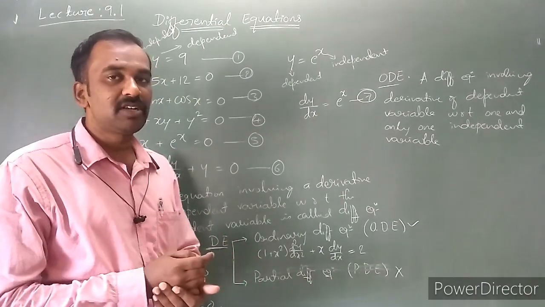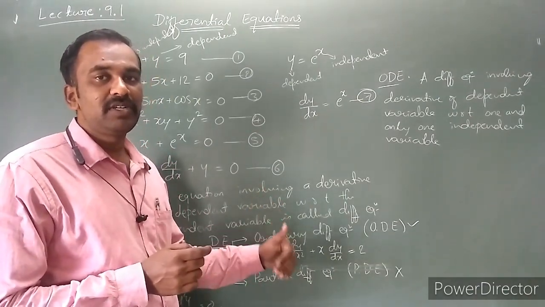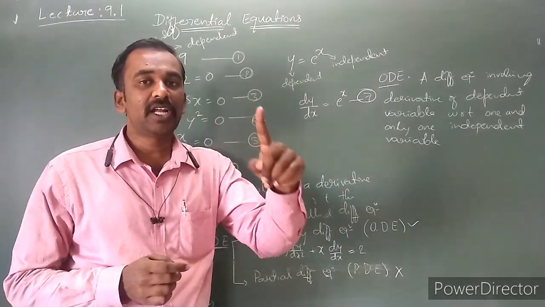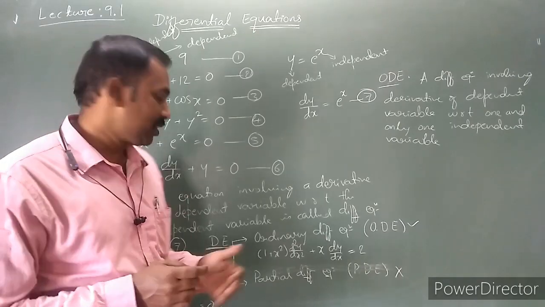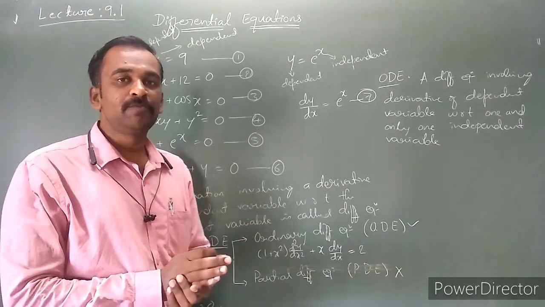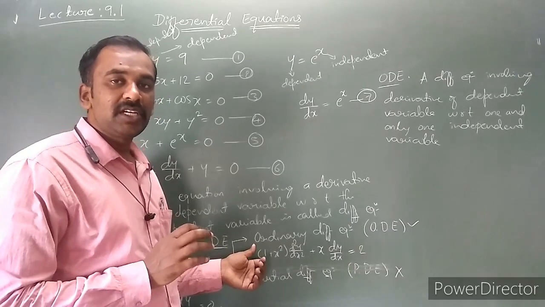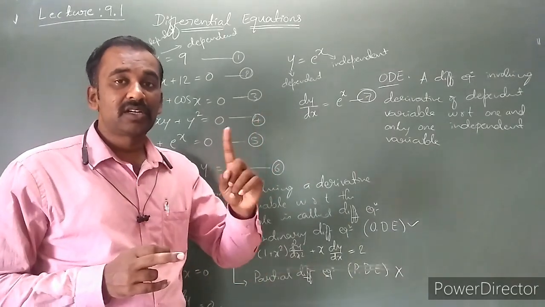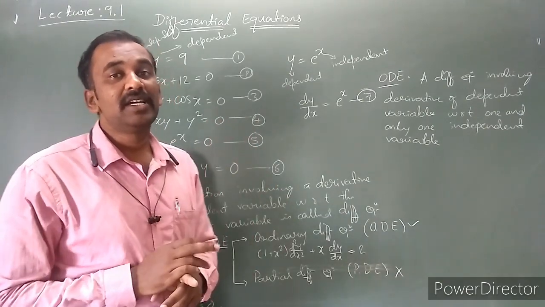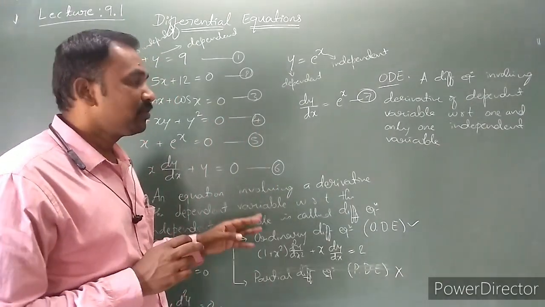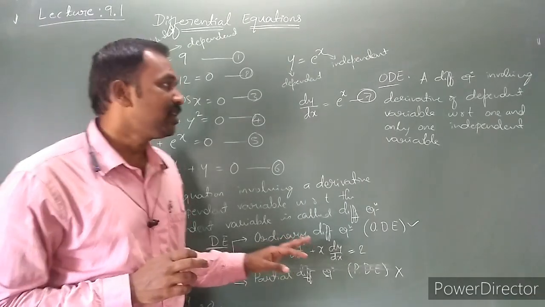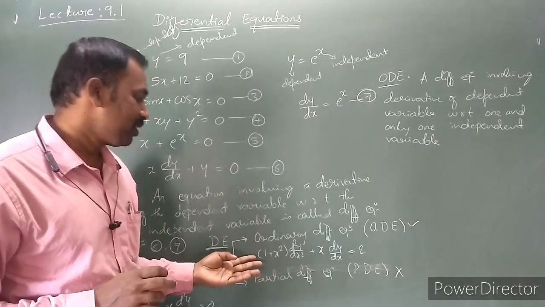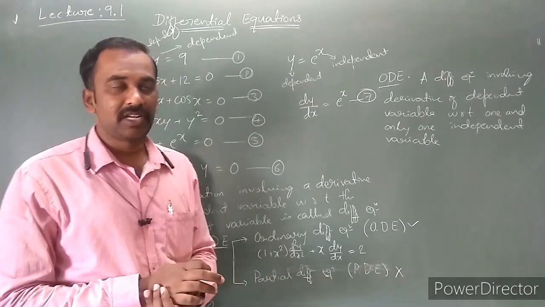What is the ordinary differential equation? An equation involving the derivative of the dependent variable with respect to one and only one independent variable. That type of equation is said to be an ordinary differential equation. Particular examples, equation number 6 and equation number 7, are all ordinary differential equations.